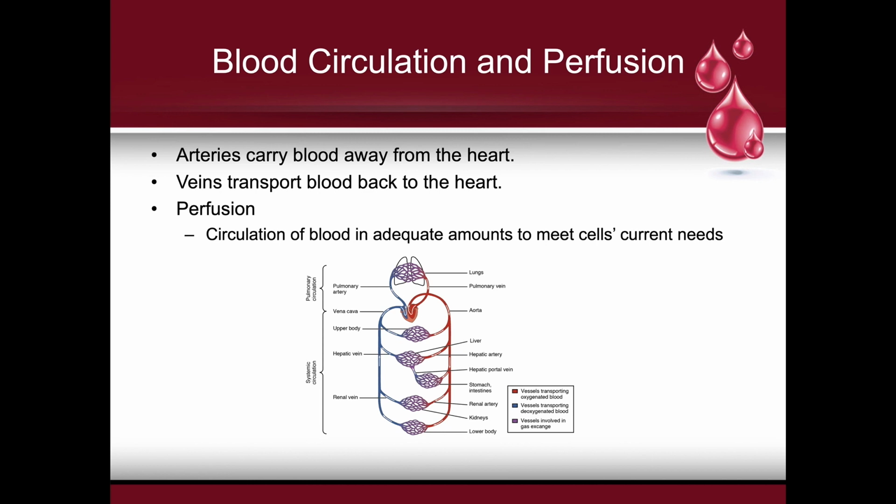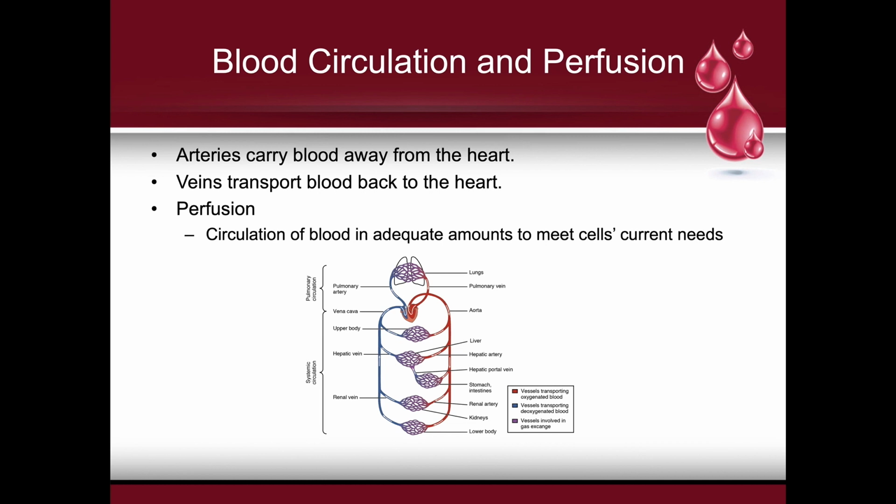Blood circulation and perfusion: your arteries carry blood away from the heart. Remember, arteries, all of them except for one, carry oxygenated blood. The only one that's not oxygenated, of course, is your pulmonary artery, because all arteries carry blood away from the heart. So your pulmonary artery actually carries blood away from the heart to the lungs to get oxygen. So it is deoxygenated when it does that.